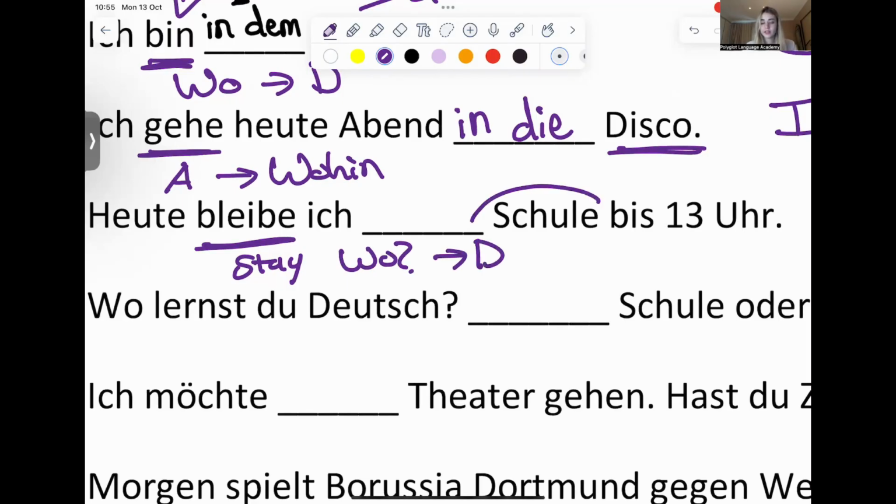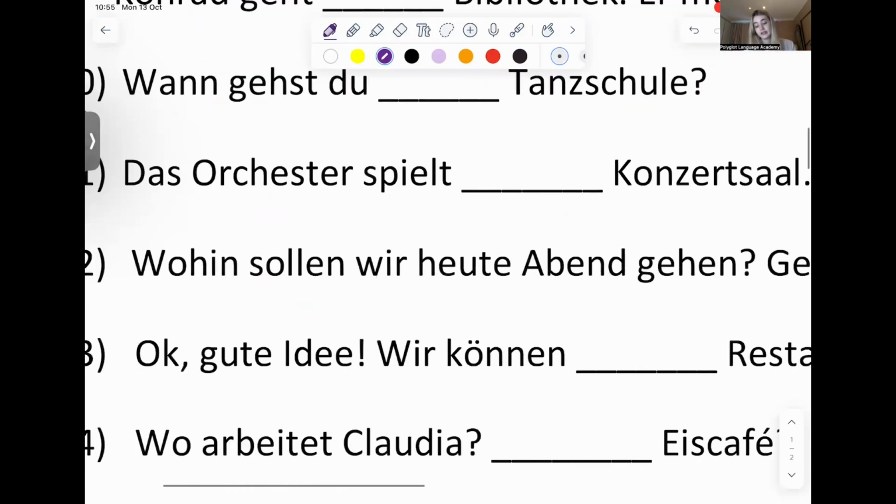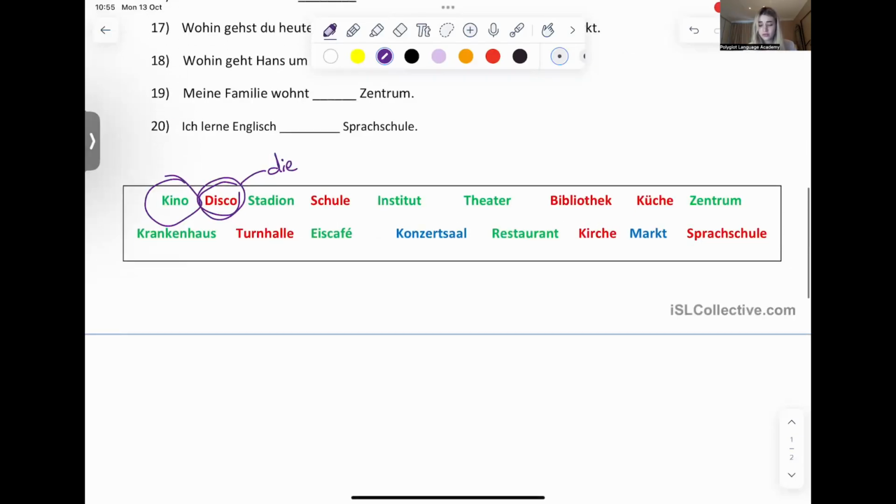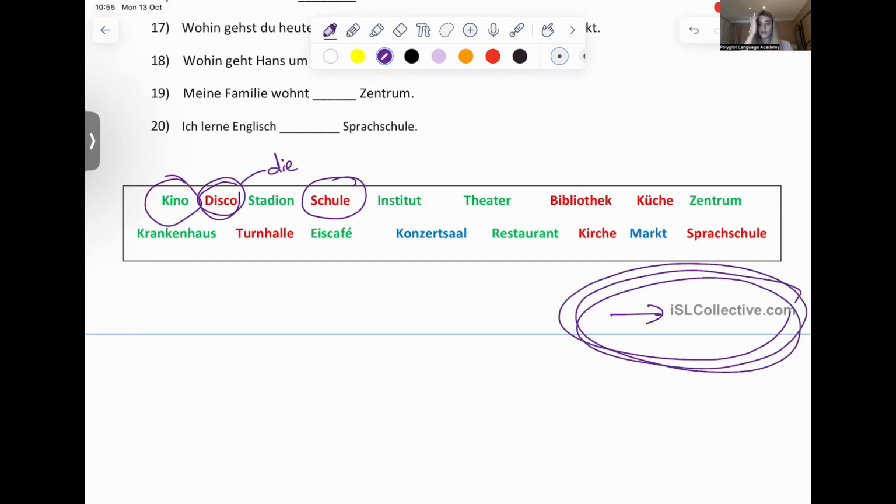Second step, was ist Schule? Ist es die, der oder das Schule? Let's see. This one you should actually know. Schule, wo ist Schule? Here. It's in red. Oh, okay. So it's islcollective.com. I think I said ESL. ISL, guys. islcollective.com. You can find different worksheets.